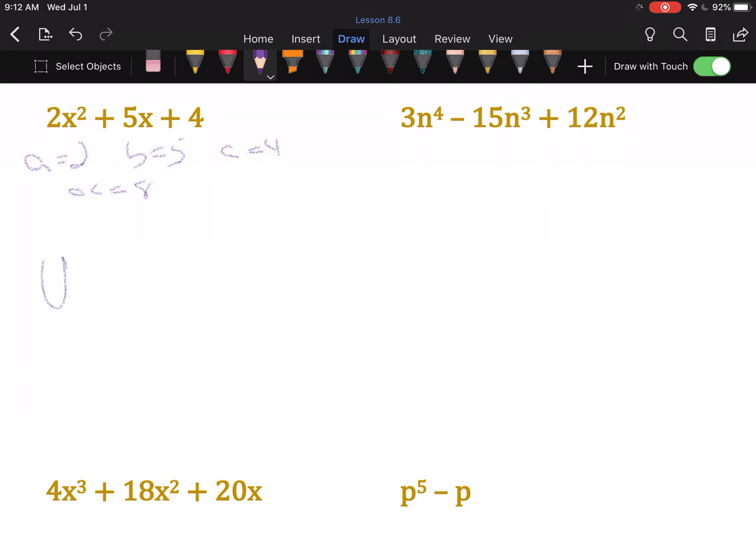This problem, this example, is what we call unfactorable. We actually cannot do anything to it.